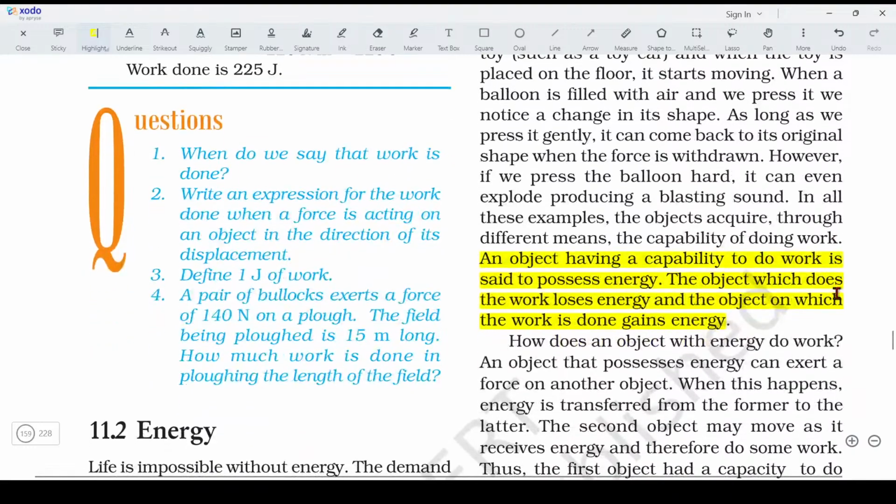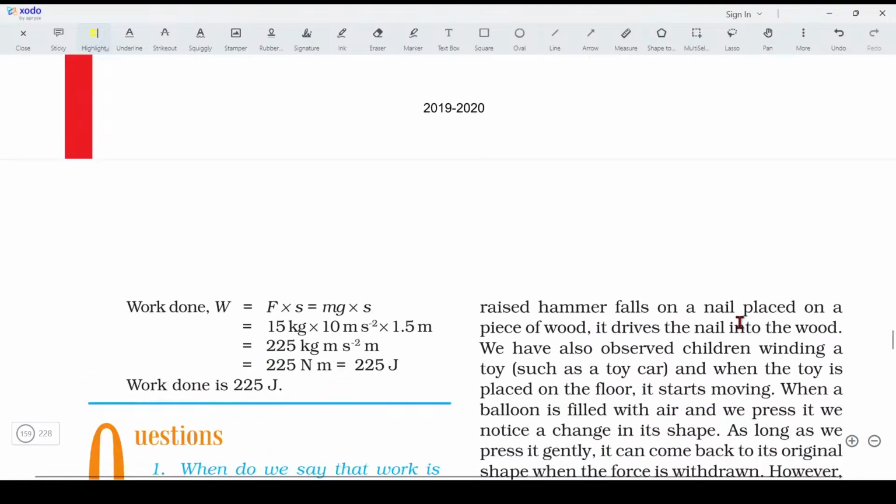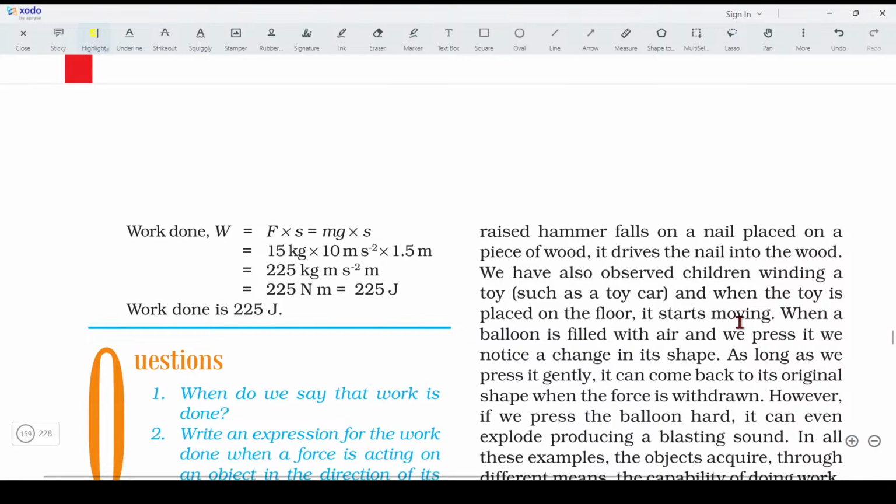Understood. So when you are doing work, you lose energy. Essentially, you are transferring your energy to something else. For example, a hammer is hitting the nail. Who is losing energy here? The hammer is hitting the nail, so the hammer is applying force and moving. The hammer is losing the energy.